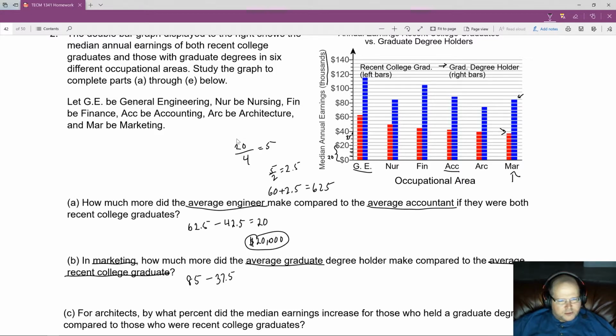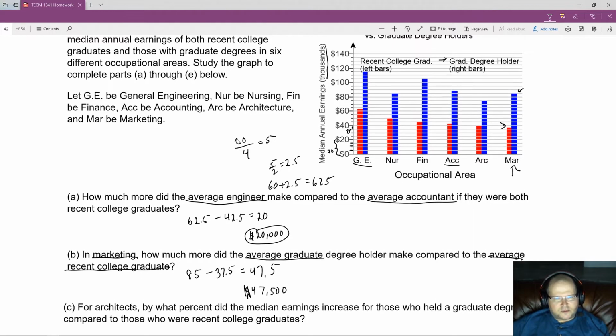And it looks like it would be a 47.5. Now, again, this is actually multiplied by 1,000. So this is really 47,500. So again, depending upon how they want the answer, you might want to put the dollar sign, 47,500. Okay, so let's look at the next one.